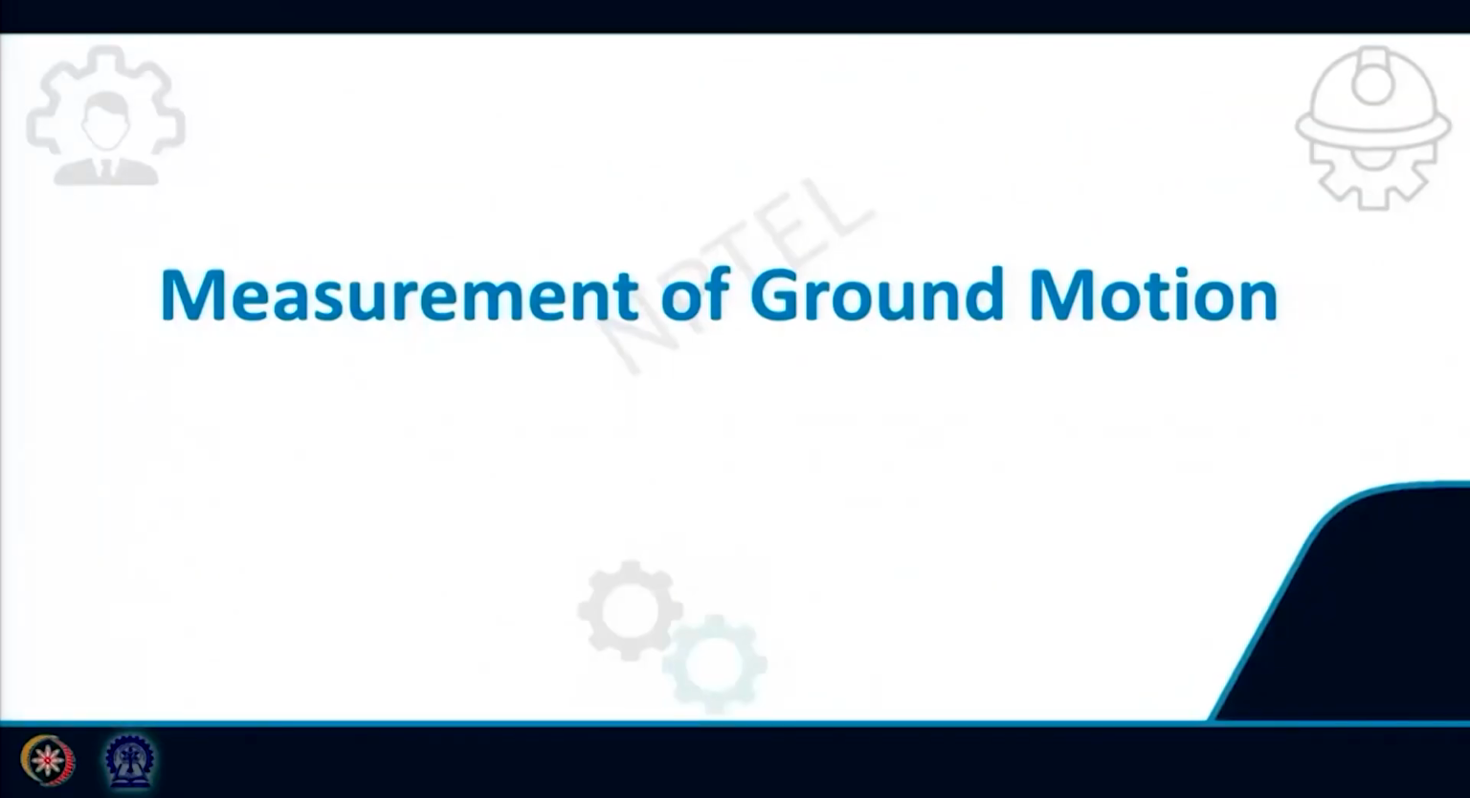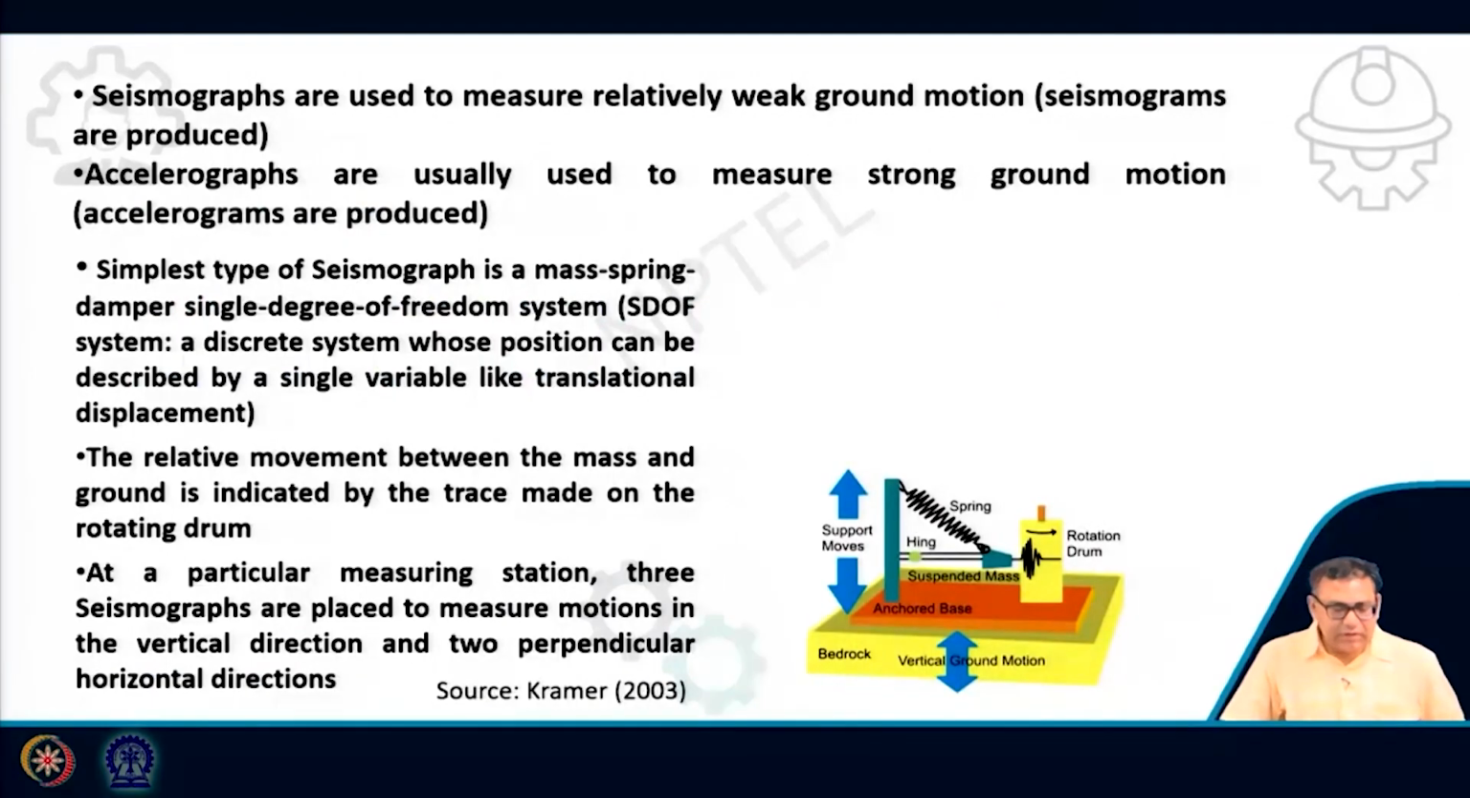Here, first, seismographs are used to measure relatively weak ground motion and seismograms are produced. I have shown the seismograph in my first module. If you place it in different orientations, you can measure the two horizontal components of motion and one vertical component of motion. If you place it one way you get the vertical component, and you can place it another way to get the horizontal component of motion.